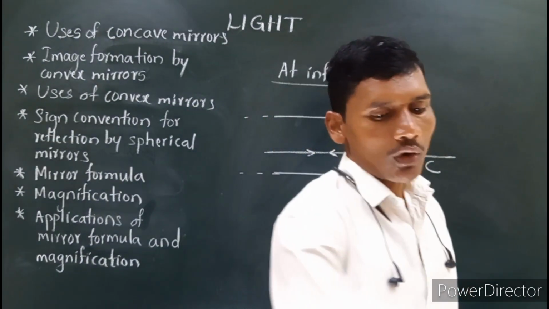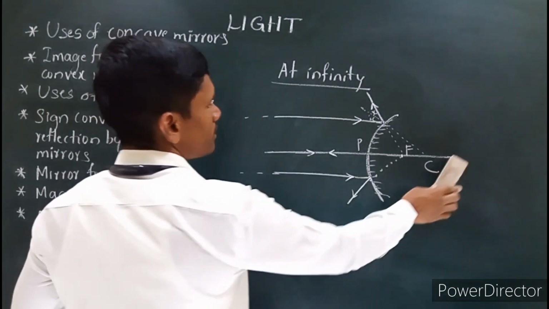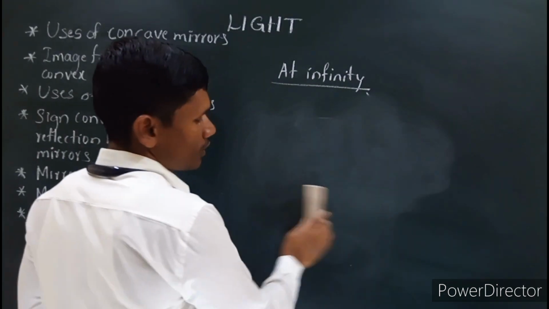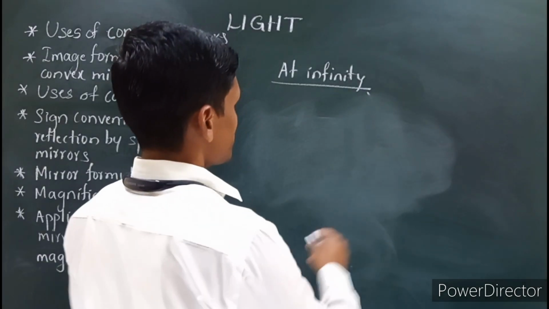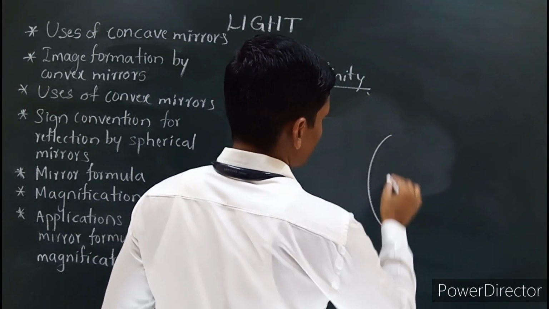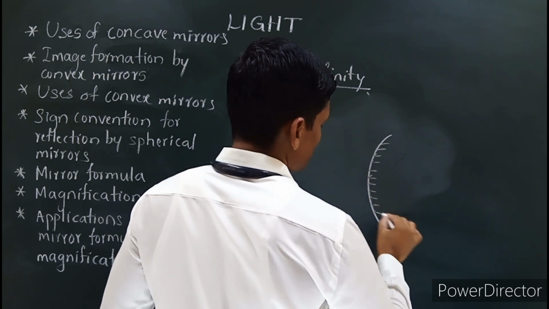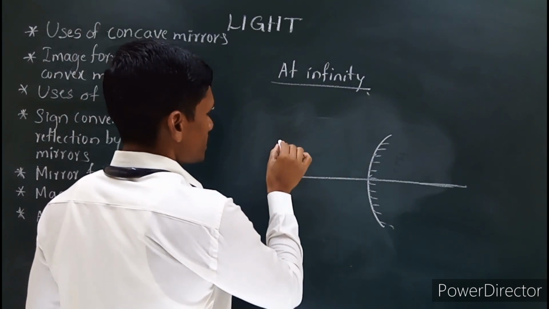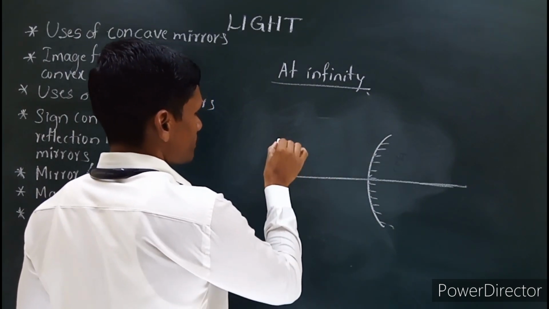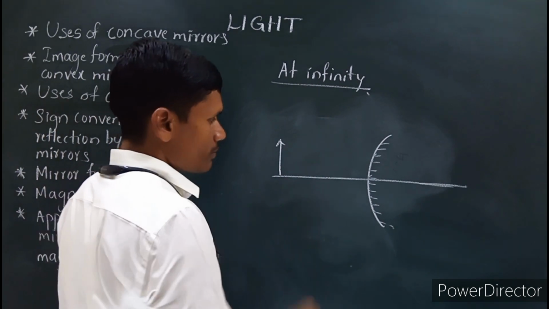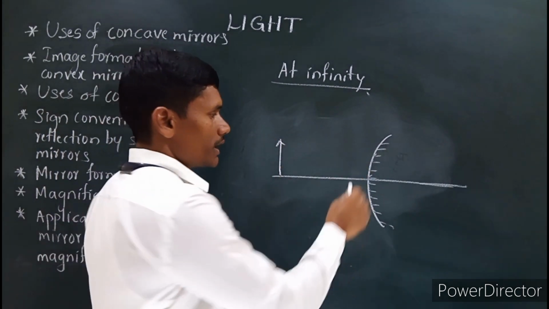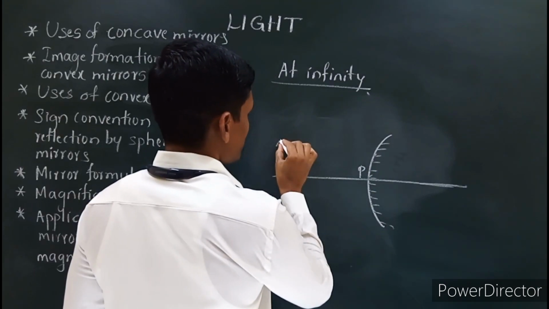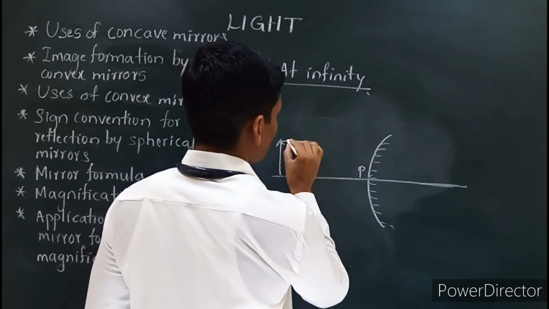Next, let us see how images are formed when the object is at a finite distance. What will be the nature, position and size of the image when the object is at a finite distance? Let us take a convex mirror here. Now this is the principal axis. When the object is at a finite distance, we are not showing it at any particular point. It is between infinity and pole, anywhere we can show this. This is the pole. We are considering two rays. One ray is parallel to the principal axis.